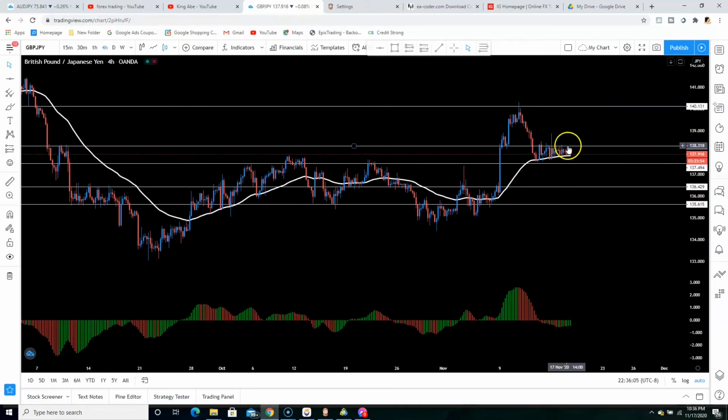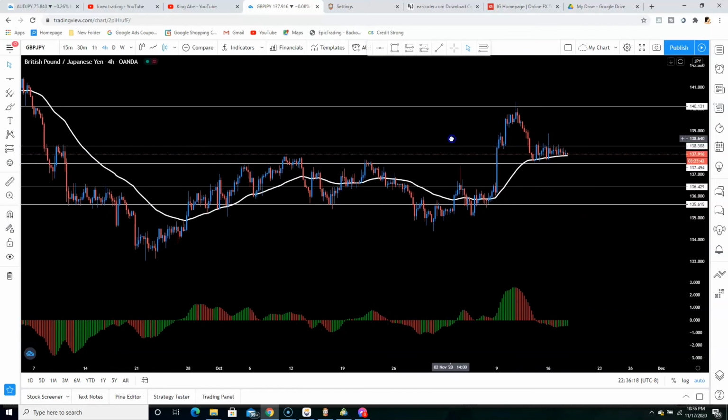But if it doesn't, guess what? I have everything set up already. So if it sells, I'm getting in. If it buys, I'm getting in. So if it breaks this resistance zone right here, this zone right here is going to be my TP1.